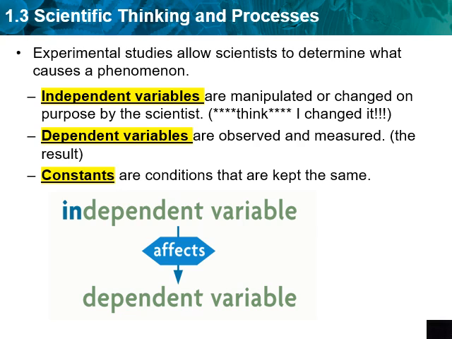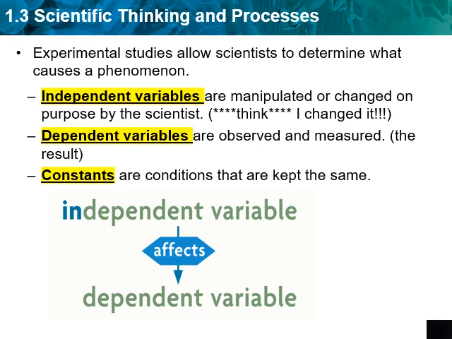And again, we have our independent variables and our dependent variables. I'm going to throw an extra one in there and call constants. But our independent variables are the things that the scientist changes on purpose. It's basically what we are testing, okay? So they're manipulated or changed on purpose by the scientist. In order to remember that, think that independent starts with the letter I, and I want you to remember independent because I changed it. I changed it on purpose.